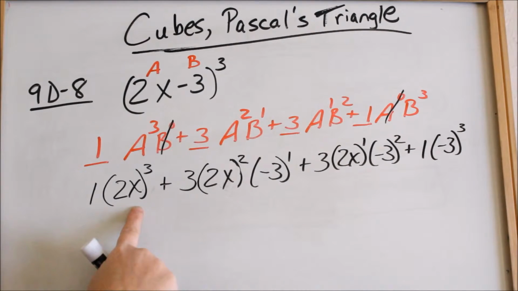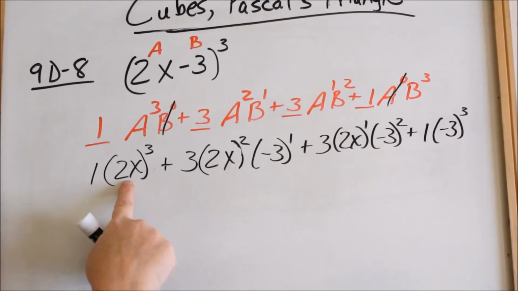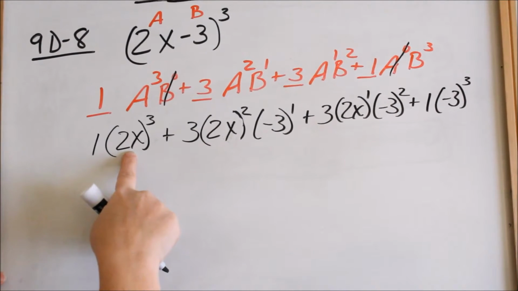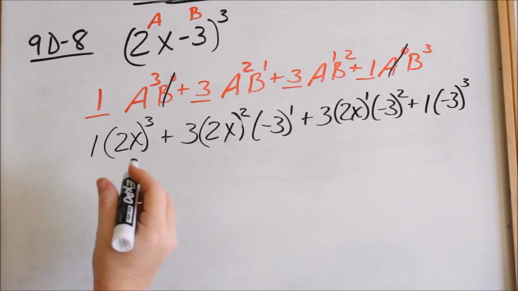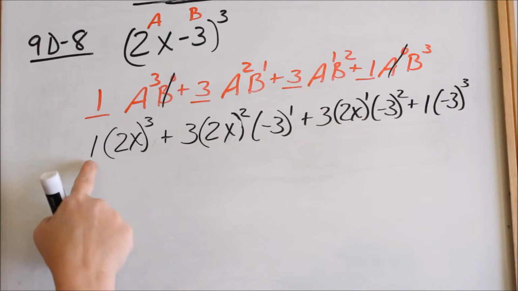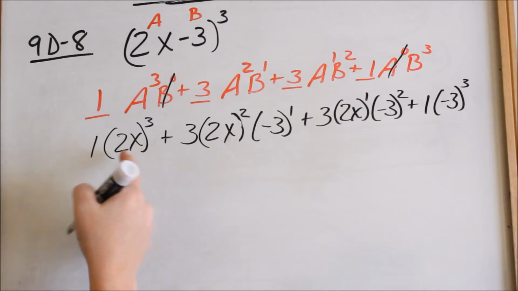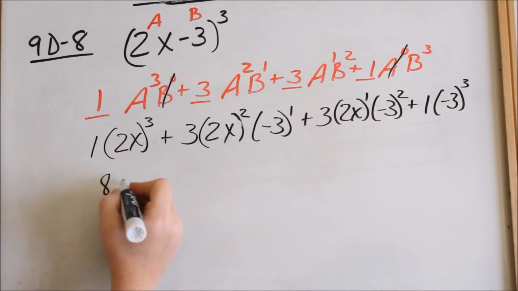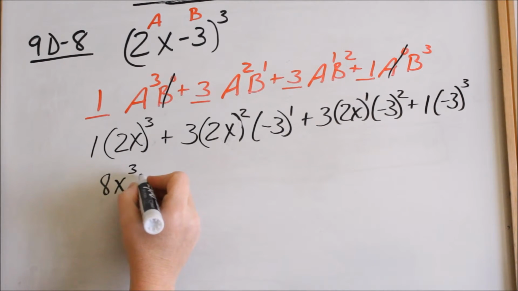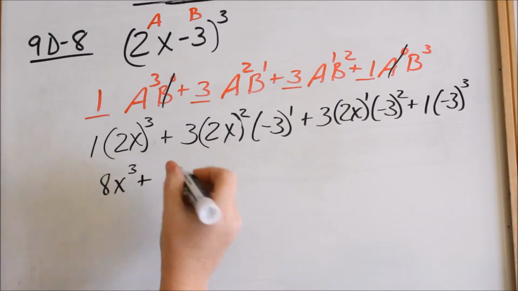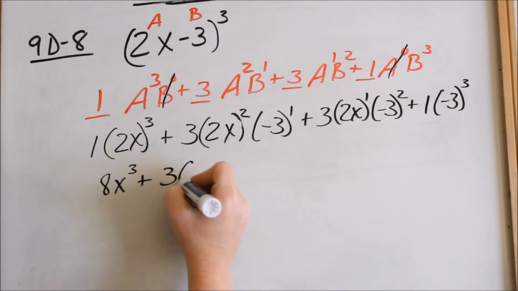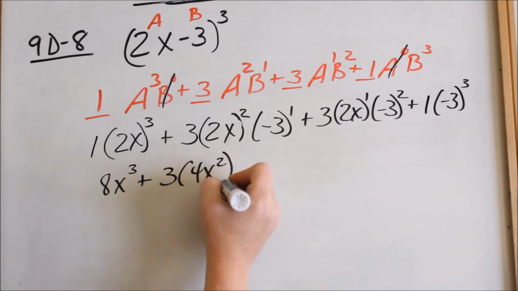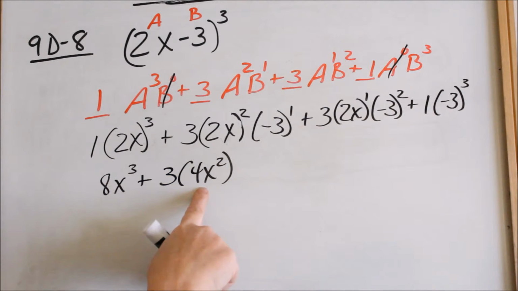In my first term, it's 2x cubed. That means 2x times 2x times 2x. The 2 has to be cubed and the x has to be cubed. 1 times anything is just itself. So cubing the 2, that would be 8x cubed plus, I'm just going to rewrite my 3, I'm just going to do one step at a time. 2x squared. The 2 has to be squared, the x has to be squared. So that would be 4x squared, because 2x times 2x is 4x squared.